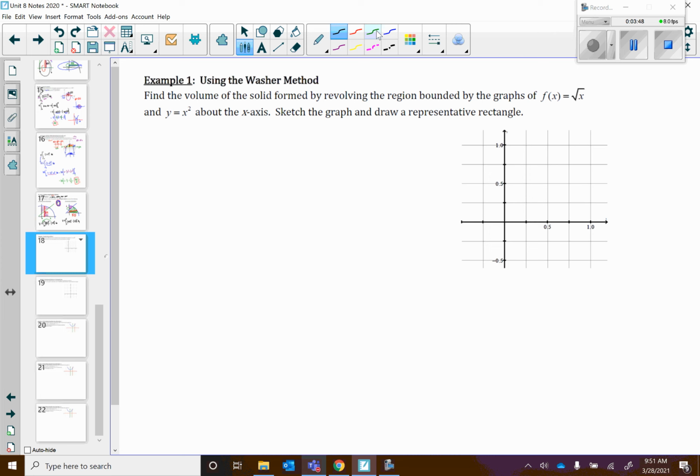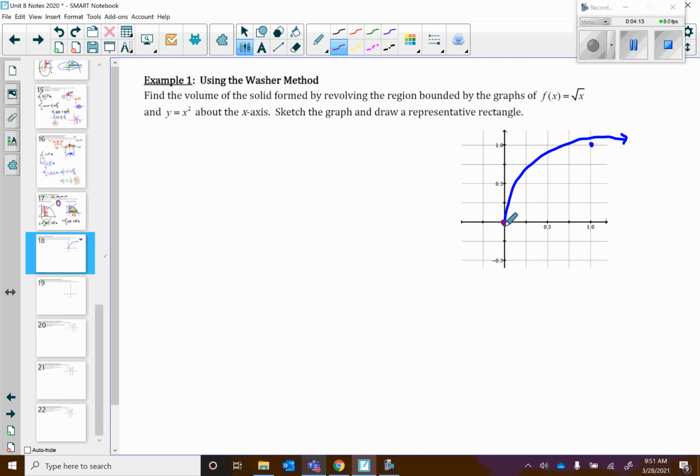Find the volume of the solid formed by revolving the region bounded by the graphs of the square root of x and x squared about the x-axis. Sketch the graph and draw a representative rectangle. All right, so the square root of x, well, I know that that's 0, 0, and I know it has 1, 1, and I know the general shape looks like this. Close enough. I also know x squared is a parabola.